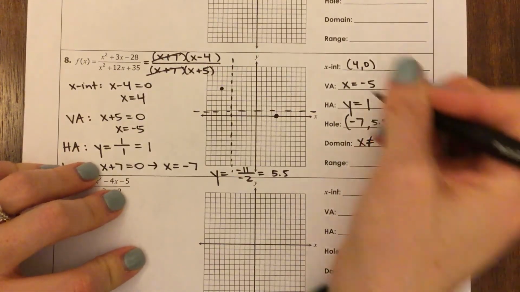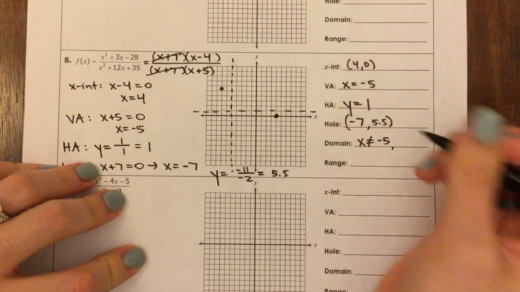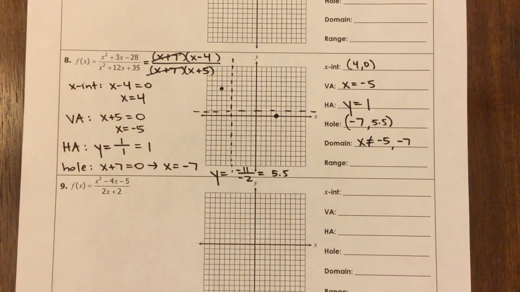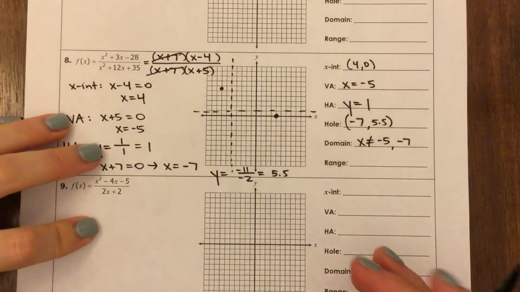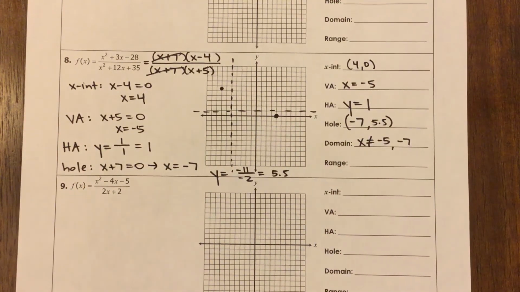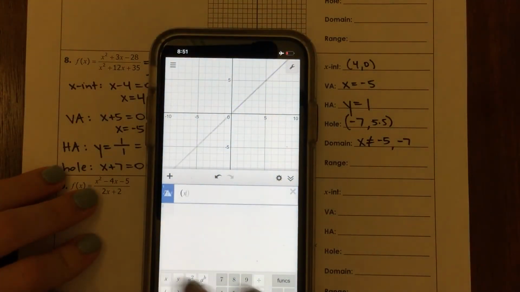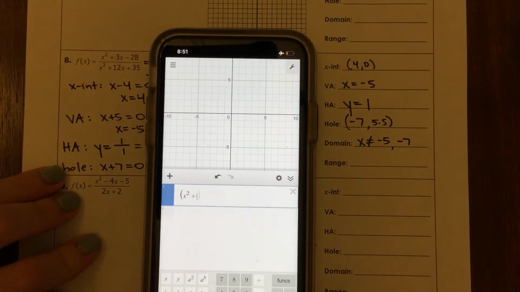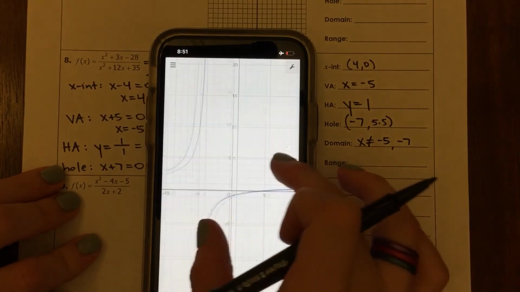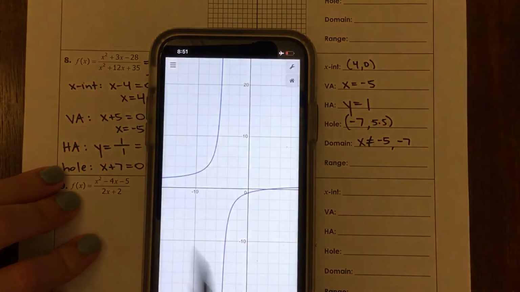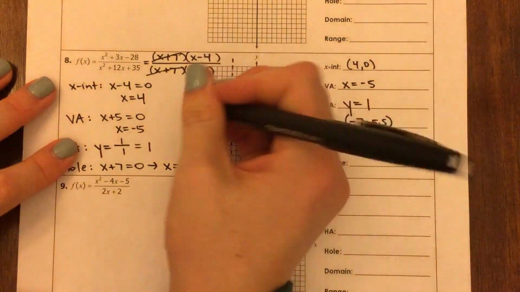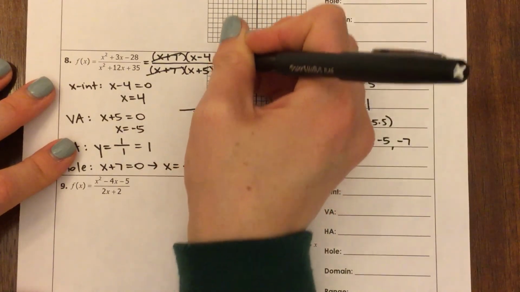X can be anything but the vertical asymptote and the x coordinate of the hole. Then the range, let's see what our sketch looks like first. Pull Desmos up and see if it's working yet. I feel like it's not. Oh, there we go. All right, x squared plus 3x minus 28 divided by x squared plus 12x plus 35. So that is what our graph looks like. You can see our vertical asymptote and horizontal asymptote. This just kind of seems like the classic boomerang shapes, like this.